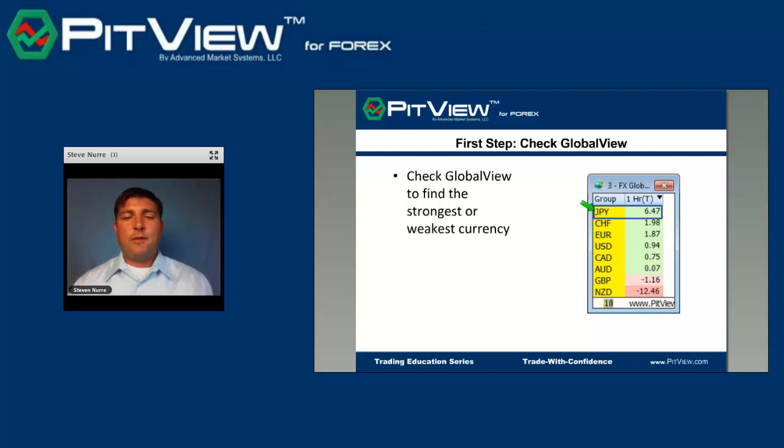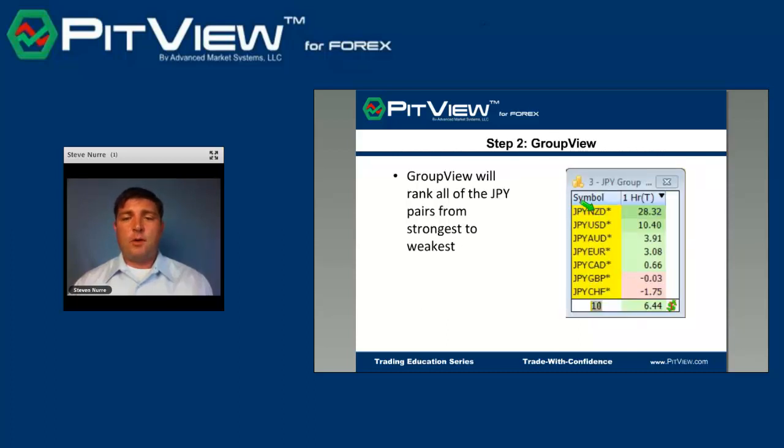From there, we found the yen was very strong, and so we would double click on the yen here to pull up what we call group view. So now that we know that the yen is the strongest of all the currencies from a market maker standpoint, now we're going to pull up group view to find which individual currencies the yen is trading strongest against.